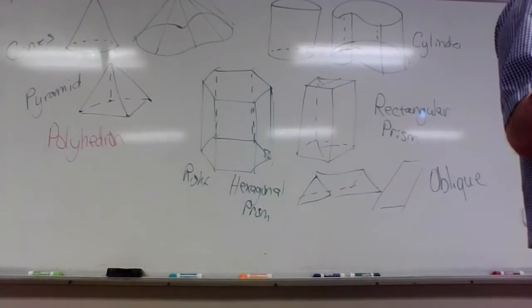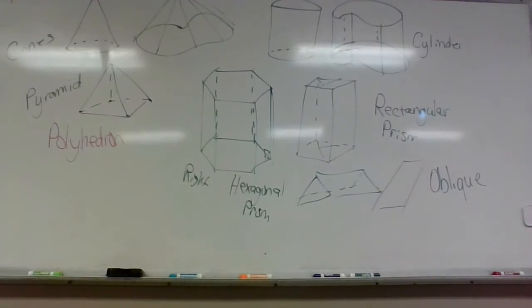Number 3, lateral faces. So remember, lateral faces are the sides that are not the base. So how many lateral faces? It has 5. What kind of polygon bounds each lateral face? In other words, what shape are the lateral faces? Triangles.